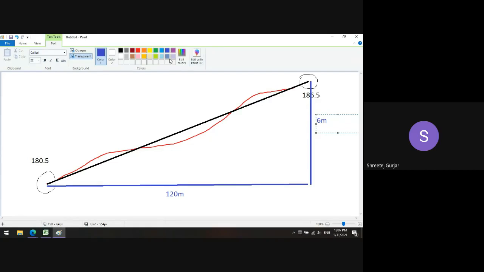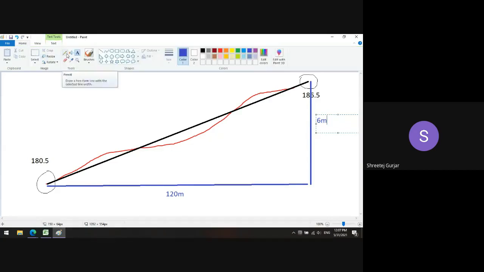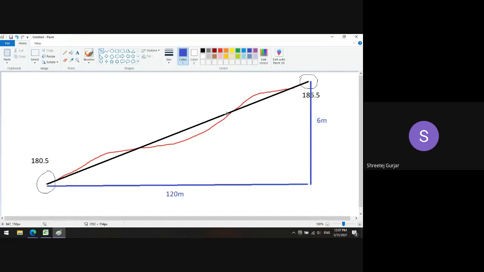So now can you calculate the slope? Can anyone calculate the slope for me? Slope. One in how much? I need the slope of this line. One in how much? 1 in 20, sir. 1 in 20, right?